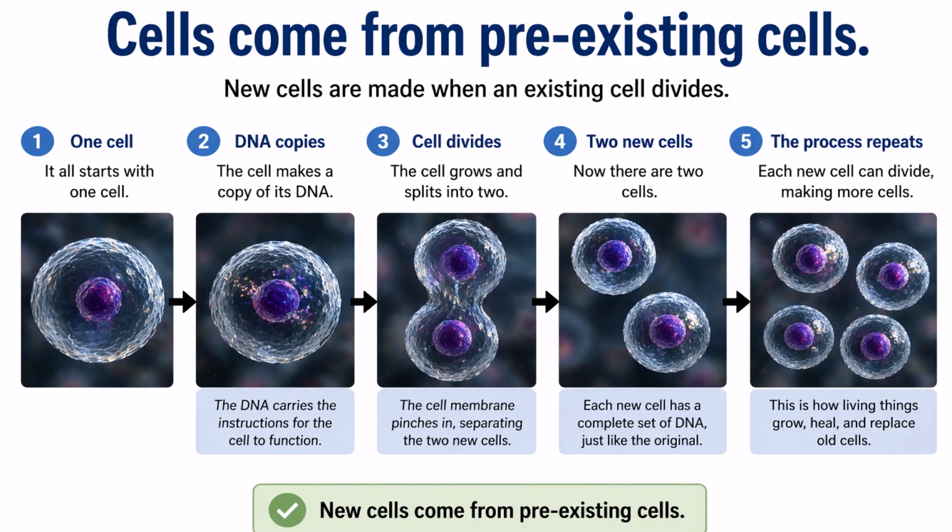Cell divides. The cell grows and splits into two. The cell membrane pinches in, separating the two new cells. Two new cells. Now there are two cells. Each new cell has a complete set of DNA, just like the original. The process repeats again. Each new cell can divide, making more cells. This is how living things grow, heal, and replace old cells. So new cells come from pre-existing cells.